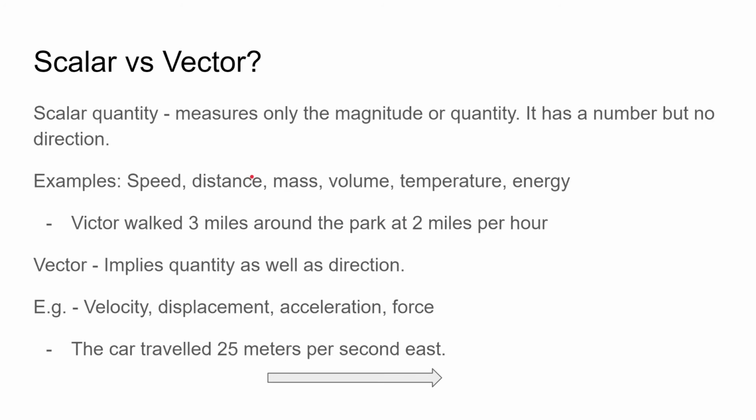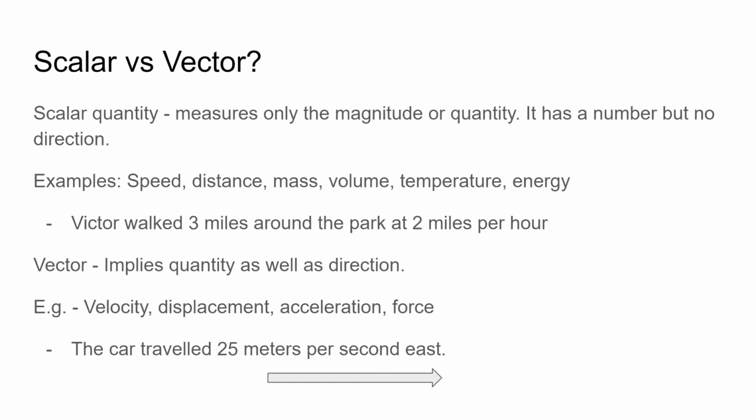And that brings us to scalar and vector quantities. In a nutshell, a scalar quantity measures only the magnitude or quantity. It's how much of a substance there is. So you'll have one piece of information to tell you how much of it there is, but you won't have any second piece of information to tell you the direction or anything else about that unit, right? So examples are speed, distance, mass, volume, temperature, or energy. So you'll only be given one value, which will tell you how much there is, but you won't be given any other piece of information.